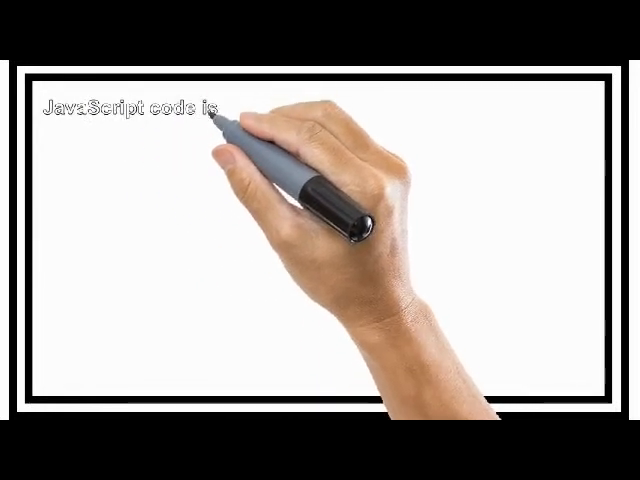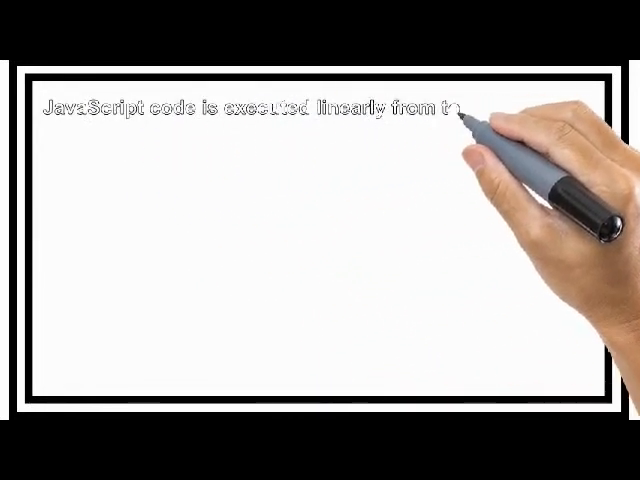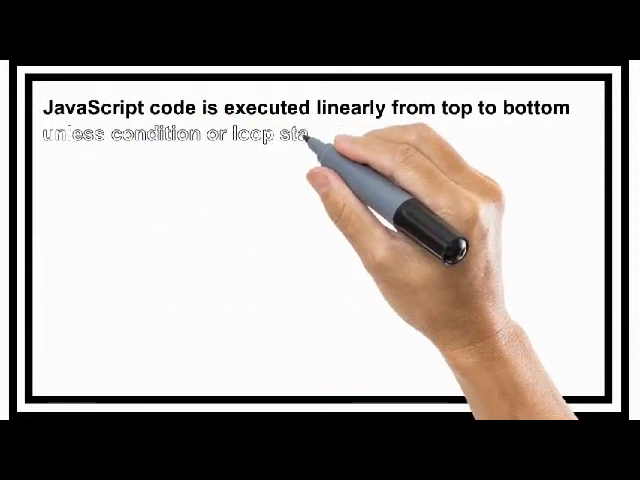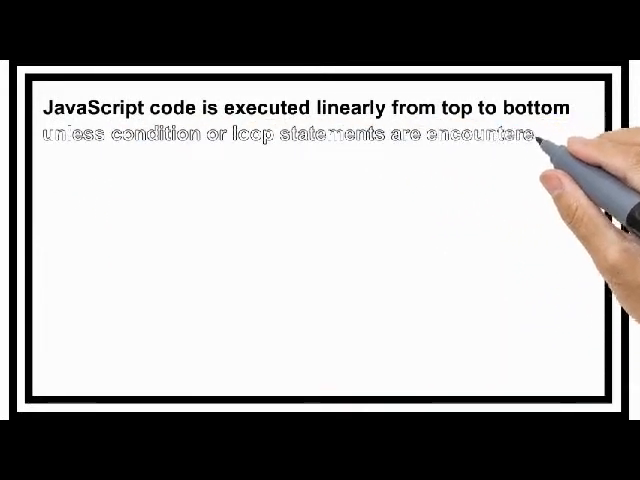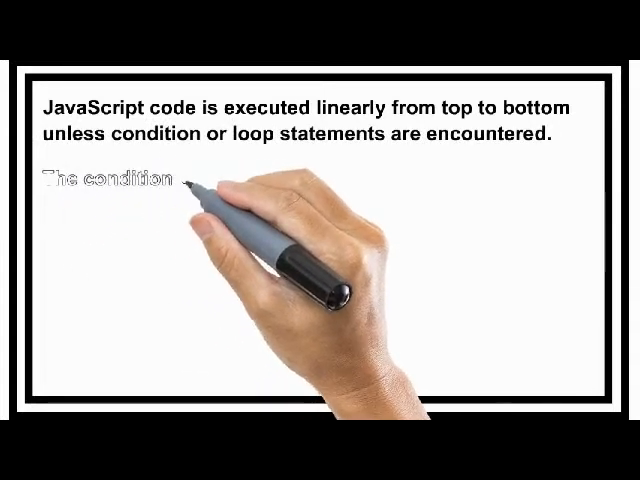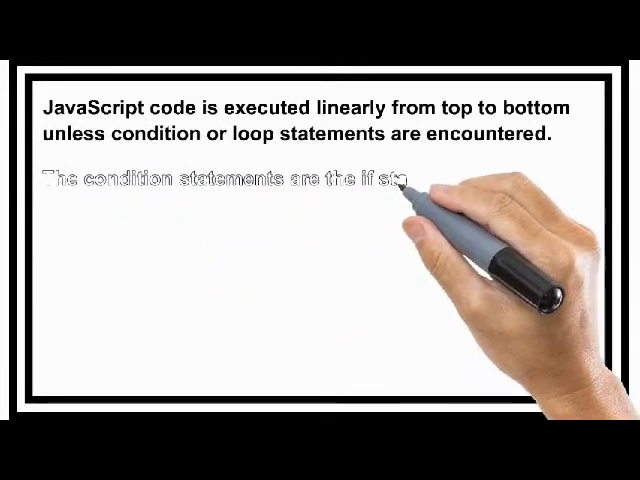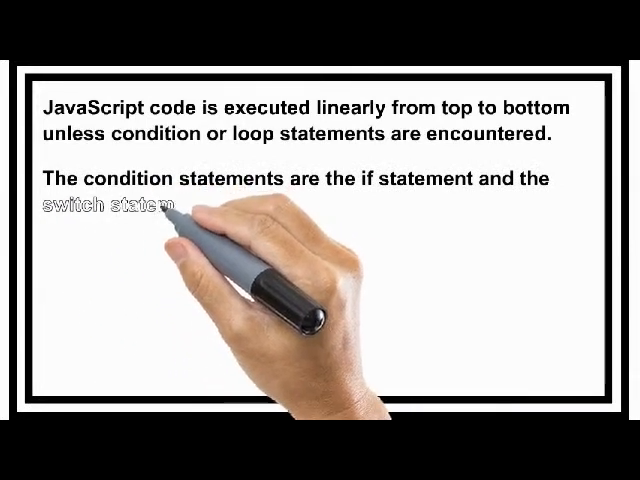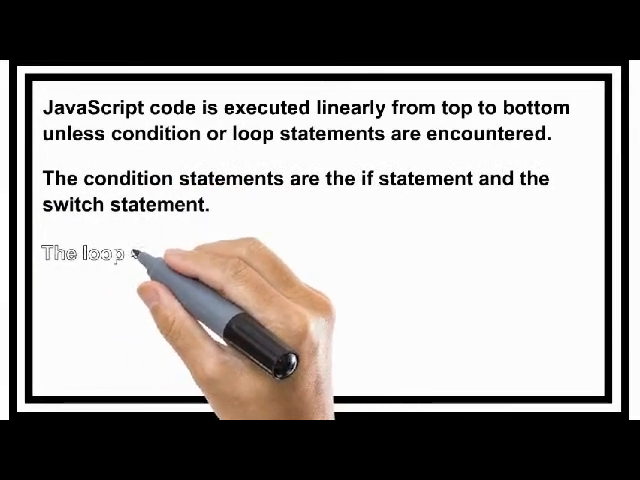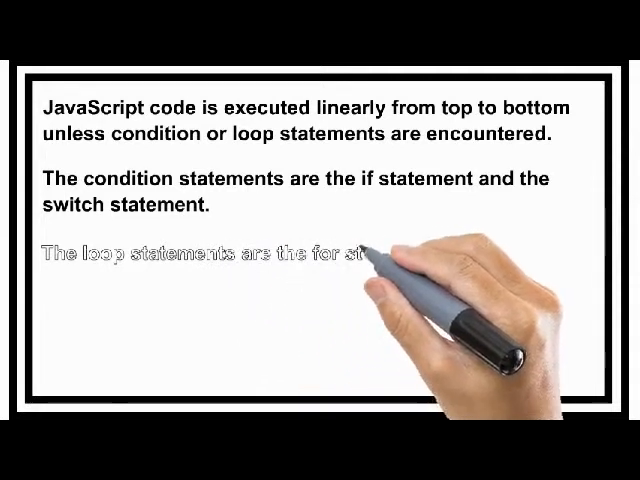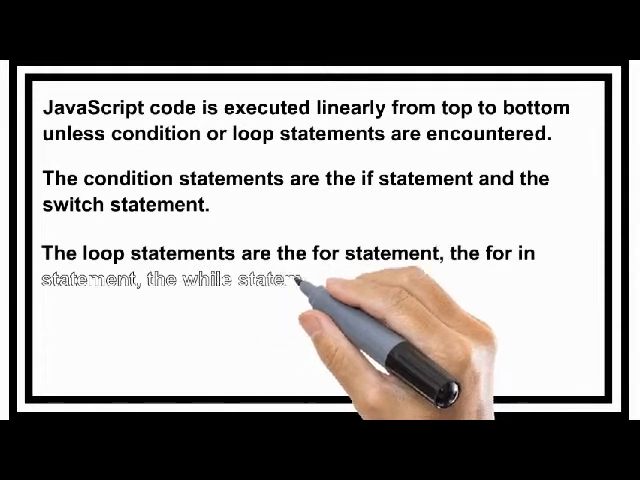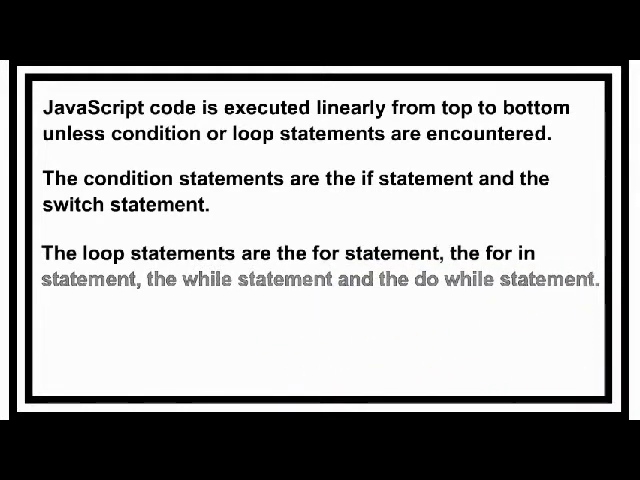JavaScript code is executed linearly from top to bottom, unless condition or loop statements are encountered. The condition statements are the if statement and the switch statement. The loop statements are the for statement, the for in statement, the while statement, and the do while statement.